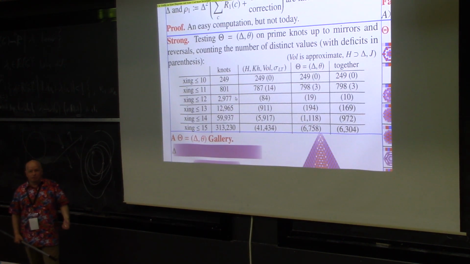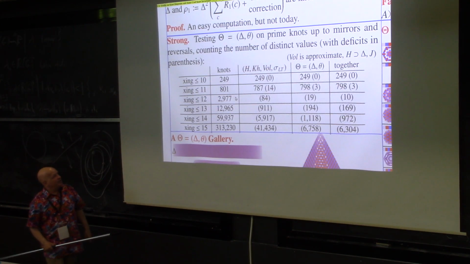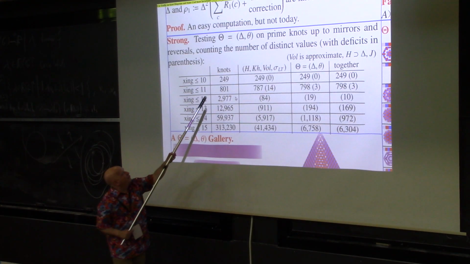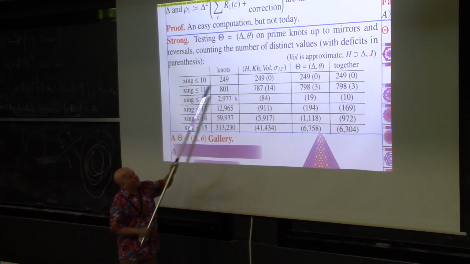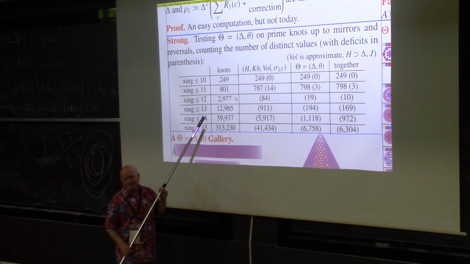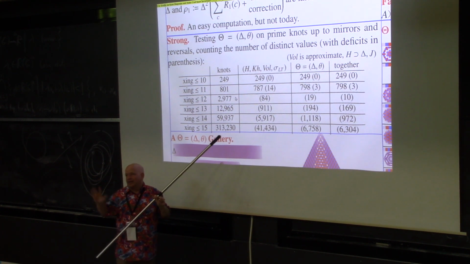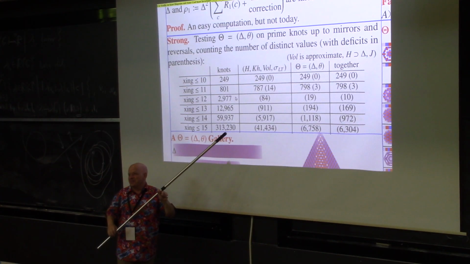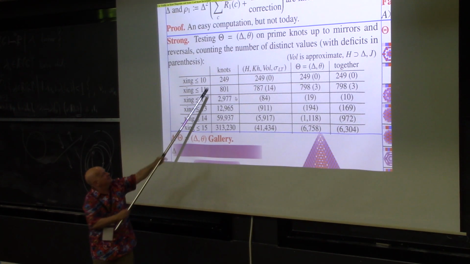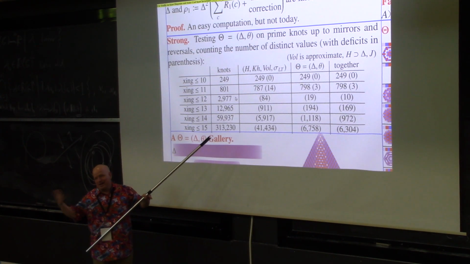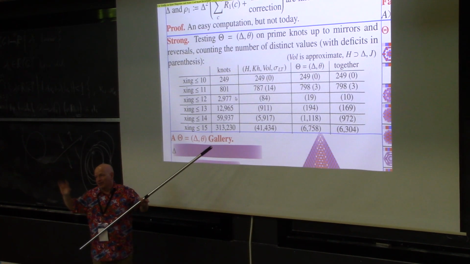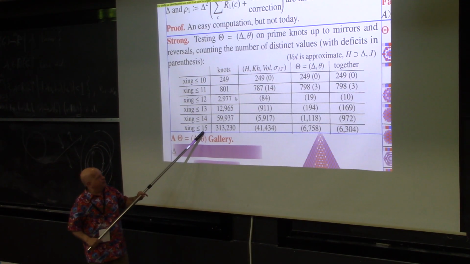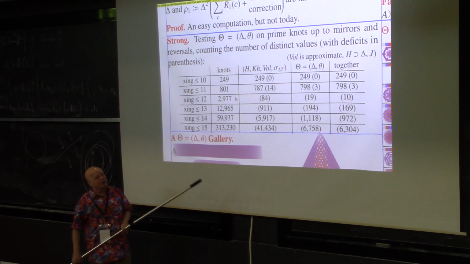Furthermore, it's super strong. So here is a table with the 249 knots with up to 10 crossings. Never mind how they were enumerated. And in fact, before Perko, there were 250, and then Perko found a mistake. But these numbers are modern, done by different techniques, and they're solid. Okay? If you're looking at knots with up to 15 crossings, there are 300,000.